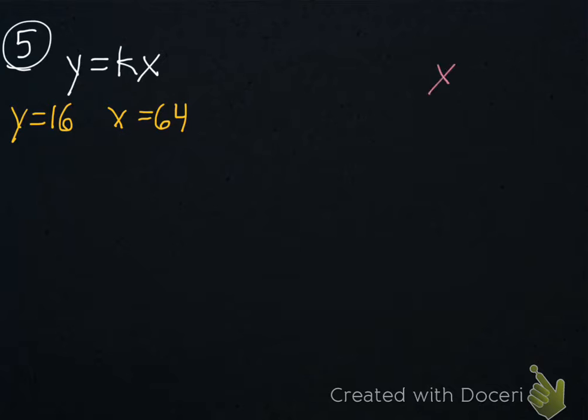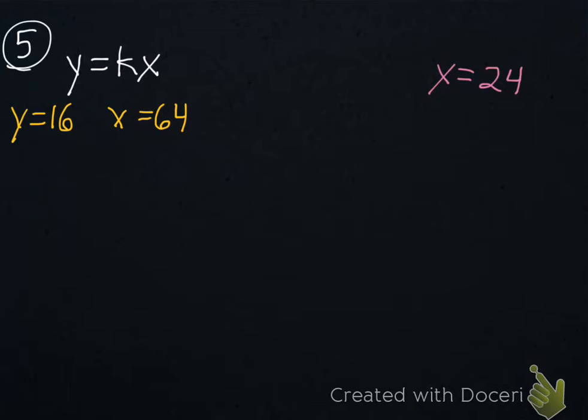Number 5, y varies directly as x. Well, that's just a simple equation. Y equals k times x because it's directly. Criteria 1. Y is 16 when x equals 64. Criteria 2, find y when x equals 24.